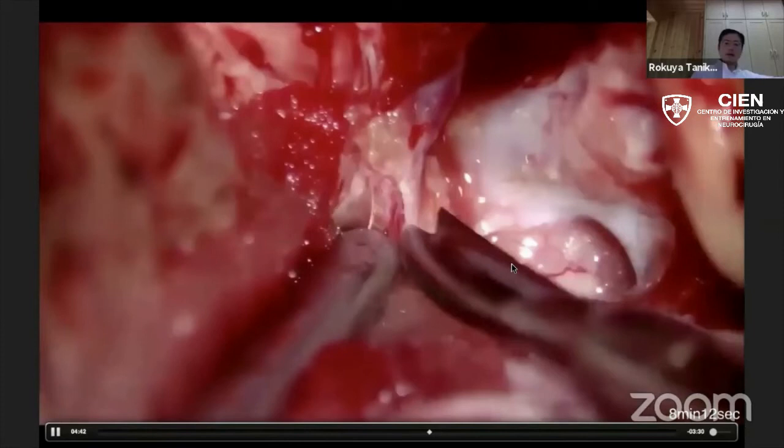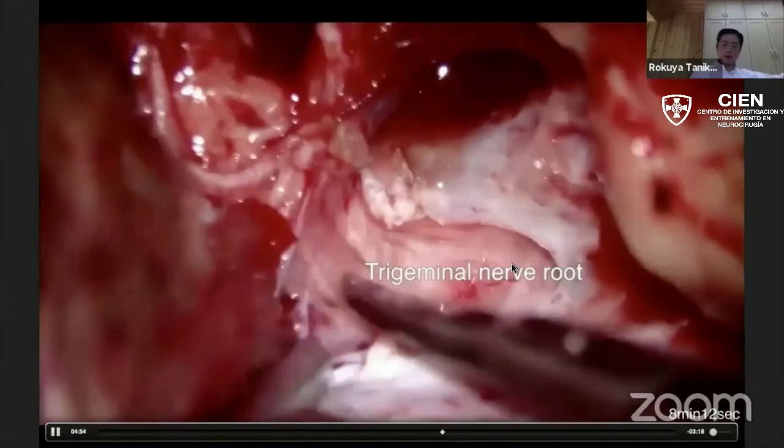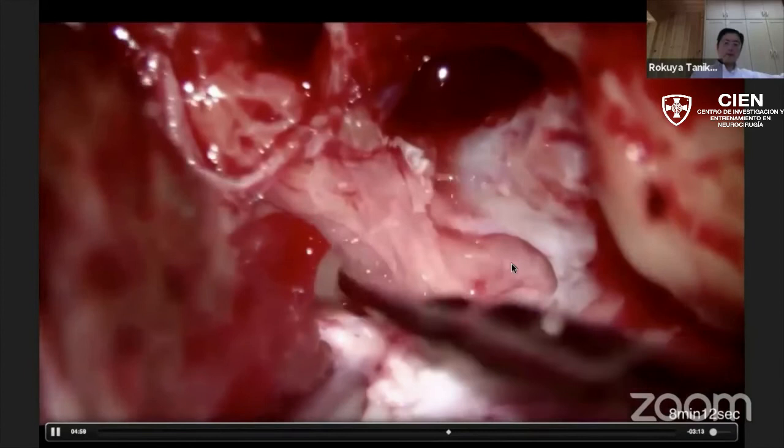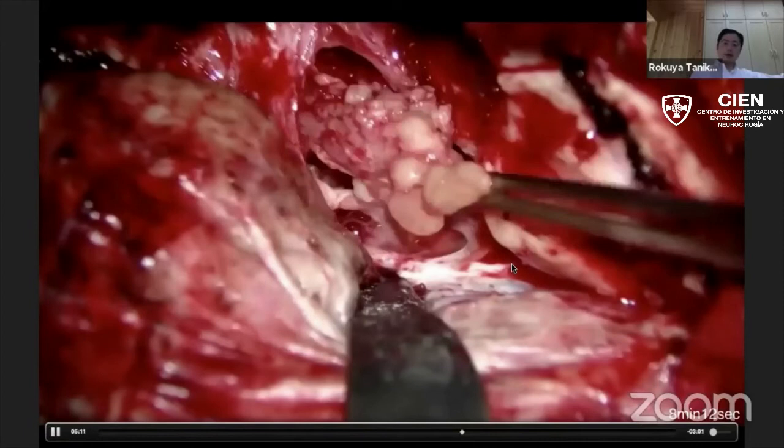And by opening the porus trigeminus, here is the opening of the posterior border of the porus trigeminus in the petrosa. The trigeminal nerve root could be confirmed. The tumor anterior to the trigeminal posterior ganglion, you can see it. And the tumor in the medial cave could be taken out.